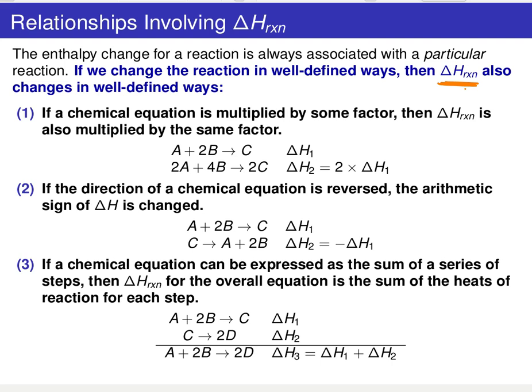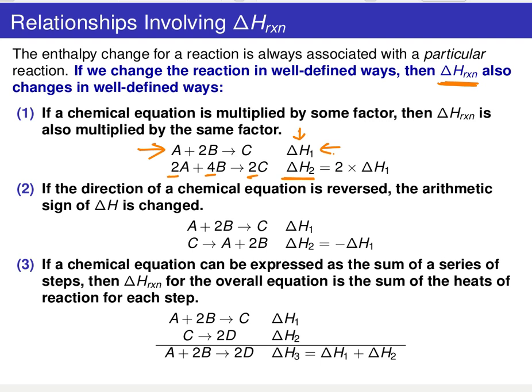So the first one is rather intuitive. Let's suppose I have a given chemical reaction, A plus 2B going to C, and there is a corresponding delta H of reaction, delta H1. If we multiply this chemical reaction equation by 2, multiplying every one of those stoichiometric coefficients by 2, then the corresponding delta H of reaction, denoted delta H sub 2, is simply going to be 2 times the delta H of that initial thermochemical reaction. So you multiply the coefficients by a number, you need to multiply the corresponding delta H as well.